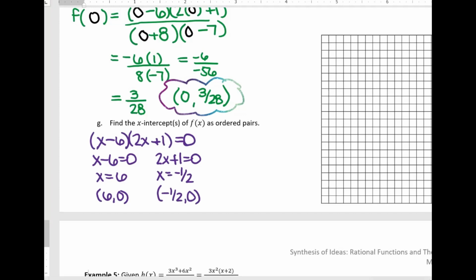Just because we found 2 x-intercepts doesn't mean that we only found one ordered pair. Don't try to push them together. Okay, if you told me 6 comma negative 1/2, no, we have a y value of 0.